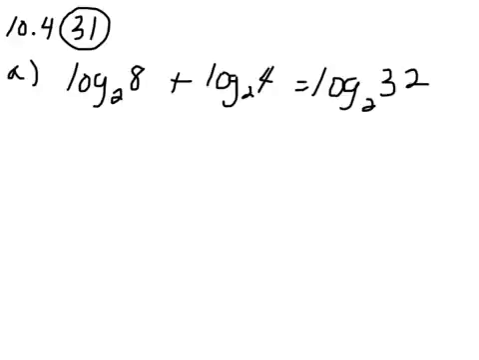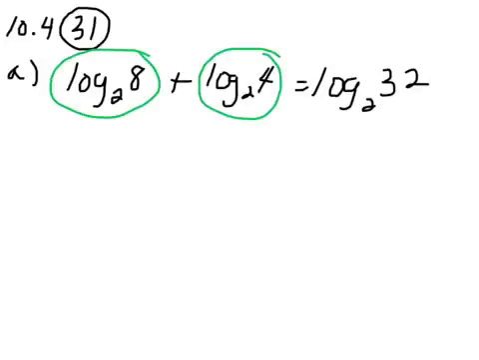Okay, on 31, they're wanting us to show that this equation is equal. And what they're really trying to get you to do is get ready for the next section with this problem. They give us a hint: simplify this log, add them together, and see if it's equal to this one.